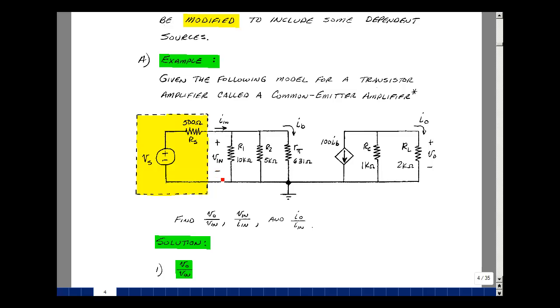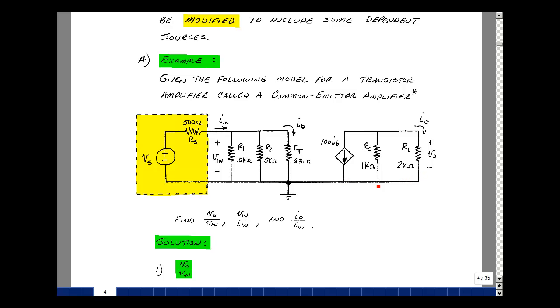And lastly, another thing that's of interest to us is the ratio of output current to input current. Transistors are basically amplifiers of current, and so we're going to look at voltage gain and current gain. So let's even solve for these three ratios. And I don't put a value for V sub s here because it's a linear circuit, and these controlled sources are also linear. So let's solve for V out.